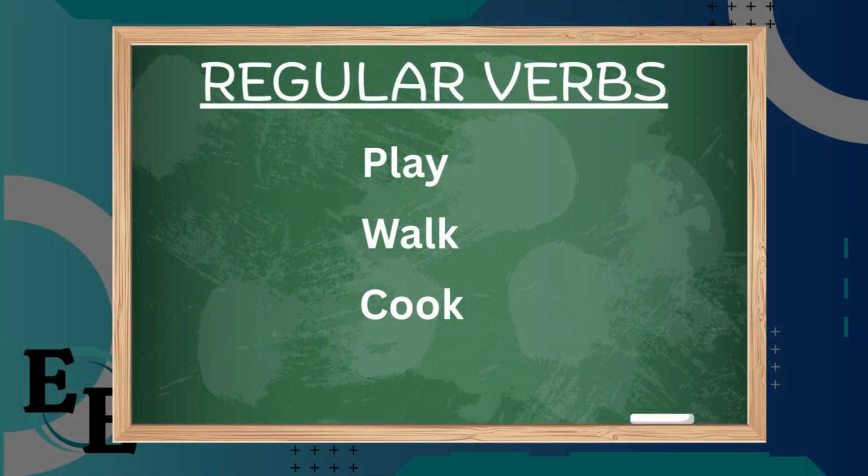How do we create the simple past tense? Well, let's start with regular verbs. Easy peasy, right? We just add an ed, and that puts us right back there in the past where we belong. Take a look at this. Play, played. Walk, walked. Cook, cooked.